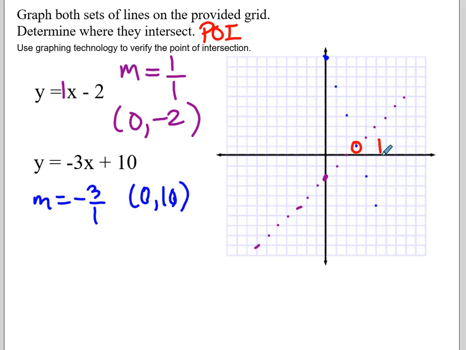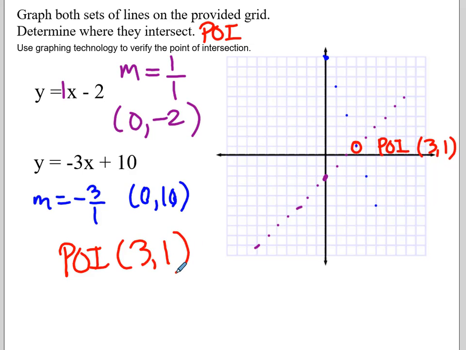So now if we look at the point of intersection there, if we count, that's 1, 2, 3 over, up 1, so our point of intersection is (3, 1). And what's really important or special about this POI, this point of intersection, is that (3, 1) is a solution to both equations. Okay, it's the only one. So these two lines have one shared solution, and in this case it's (3, 1).